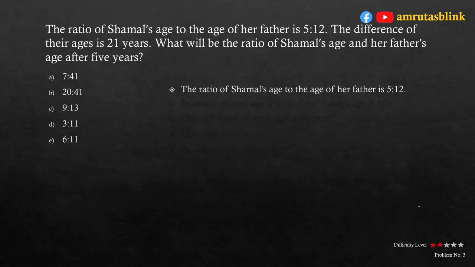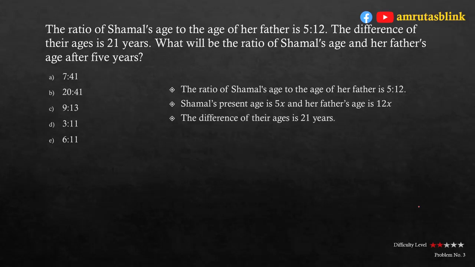Now, what is the first statement given? That is, the ratio of Shamal's age to the age of her father is 5:12. So, if Shamal's age is 5x, then her father's age must be 12x. Now, the second part is given, that is, the difference of their ages is 21 years. Obviously, her father is elder than Shamal. So, we can create the equation as 12x minus 5x is equal to 21, that is 7x is equal to 21, and hence x is equal to 3.